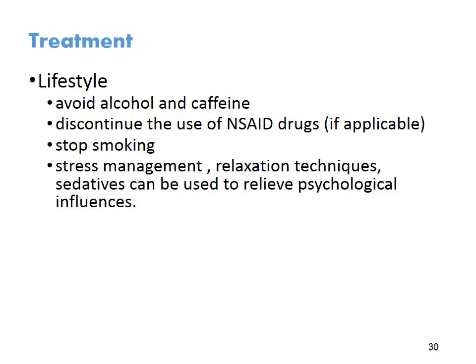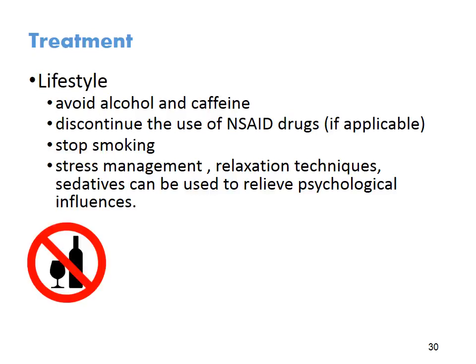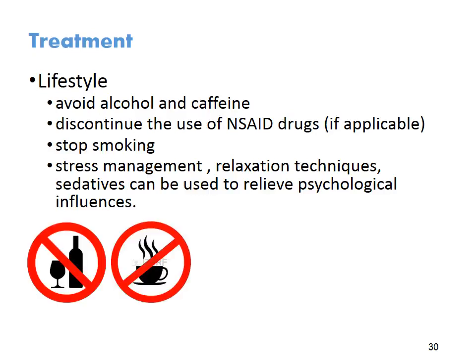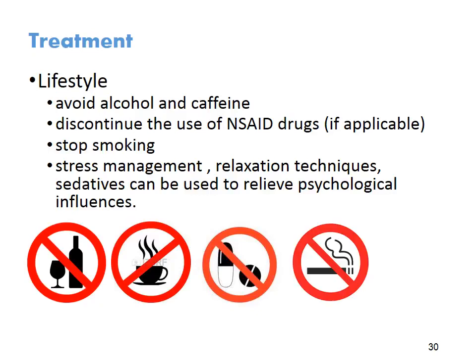Besides taking medication, some lifestyle modifications can also help. Avoid alcohol and caffeine, which can irritate the stomach. If the ulcer was caused by aspirin or NSAID drugs, then these drugs should be discontinued. Smoking can increase stomach acid and reduce mucosal defense, so stop smoking. Since stress can contribute to gastritis and ulcers, stress management techniques can also be helpful.